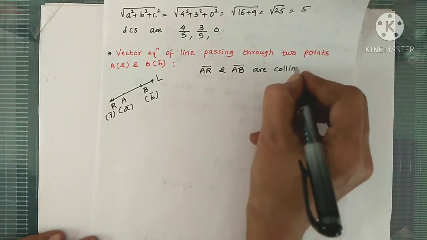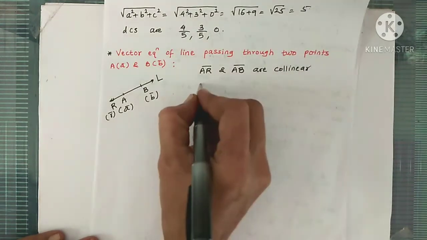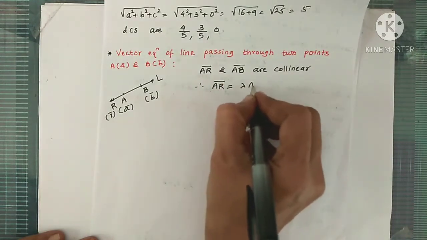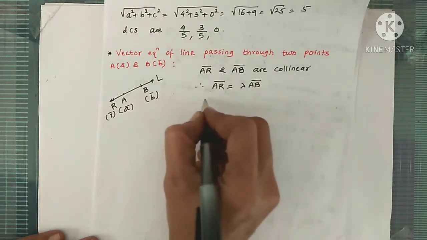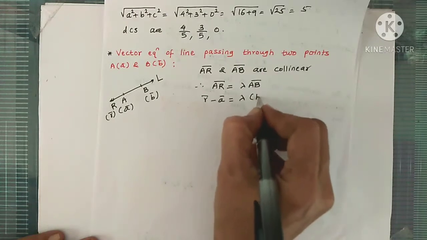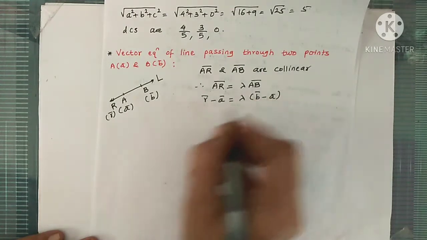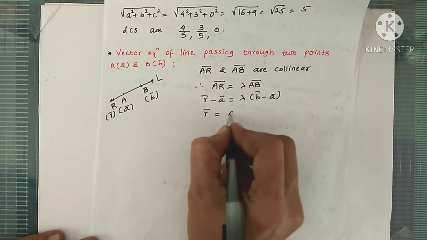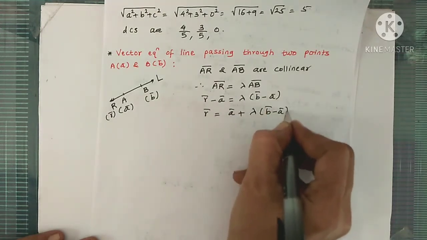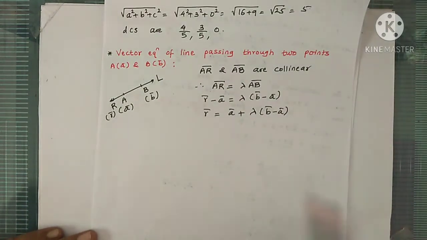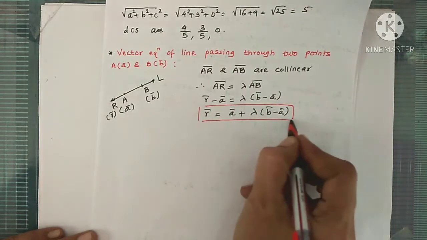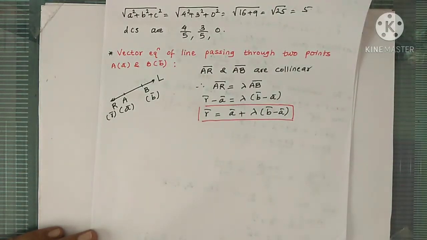So these are collinear vectors. Therefore, AR bar is a scalar multiple of AB bar. So AR bar is R bar minus A bar, lambda, AB bar is B bar minus A bar. So we have R bar equal to A bar plus lambda into B bar minus A bar. So this is the equation of a line in vector form, the equation of a line passing through 2 points.